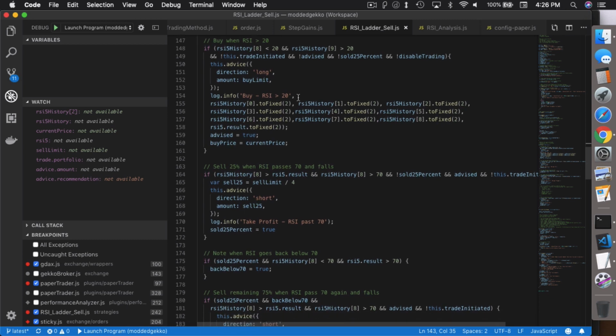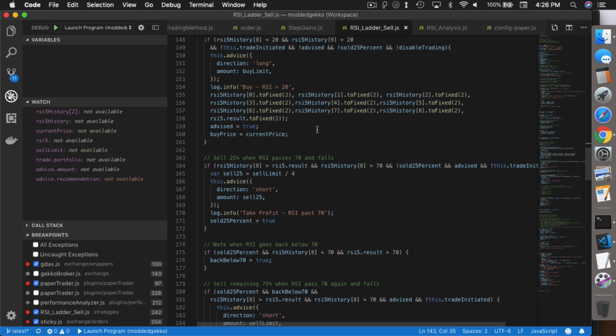And then this log statement right here, listing every single value in the RSI 5 history, is just to show exactly what has happened over the previous 9 candles. Once it buys, it's going to wait until RSI hits 70 and starts falling.